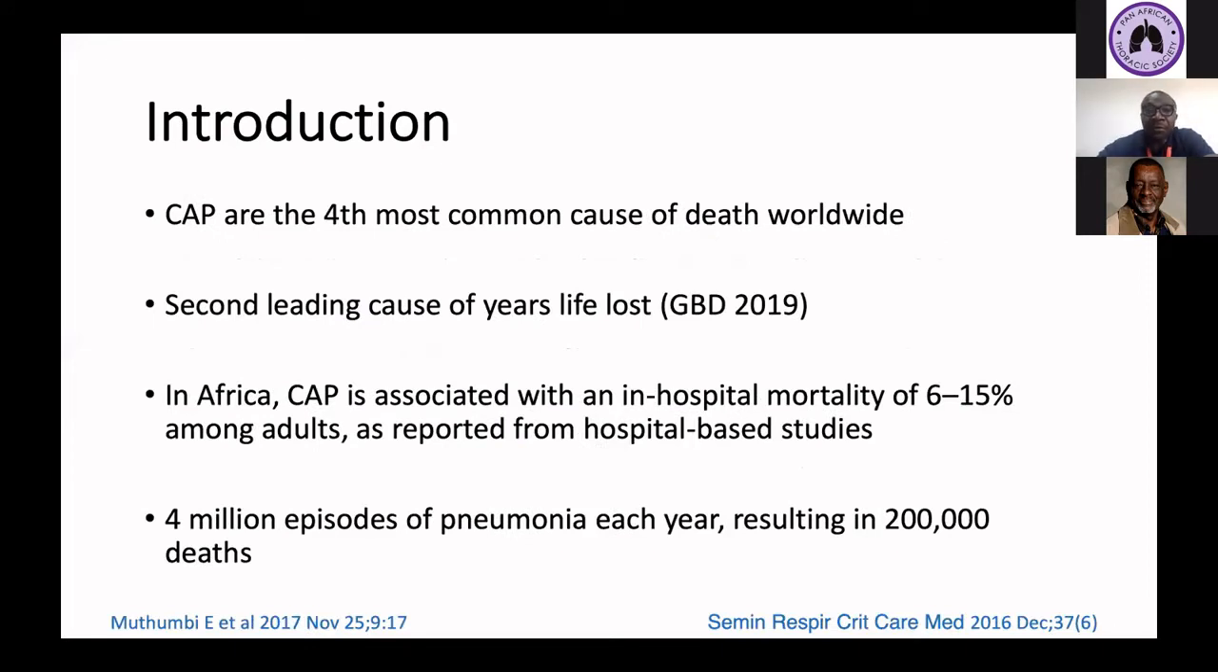Community-acquired pneumonia is the fourth most common cause of death in the world. And according to the GBD 2019, it is the second cause of loss of life. And in Africa, community-acquired pneumonia is associated with an in-hospital mortality varying from 6 to 15% among adults, as reported by some hospital-based studies. And we have about 4 million episodes of pneumonia in the continent each year, resulting in about 200,000 deaths.